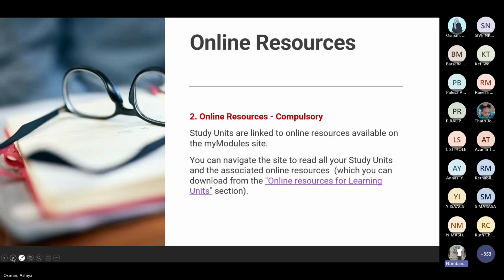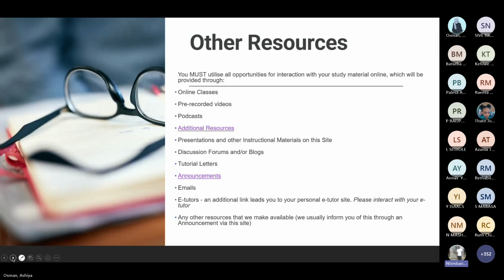Since this module is fully online, most of the material you find online. And since we said we will show you how to navigate the site and get those various learning units, you don't have to worry about that. You can relax, and we will show you the learning units and other resources that we have.